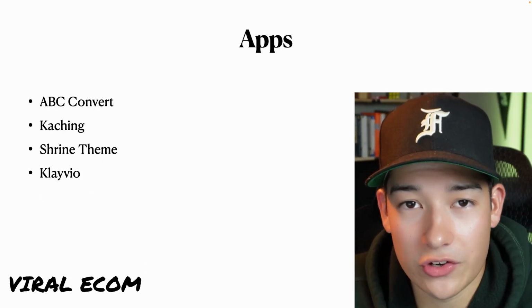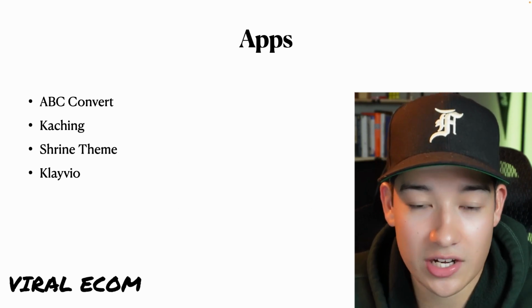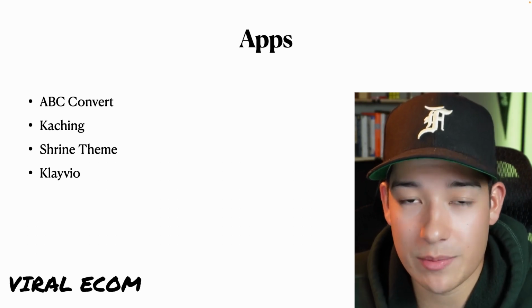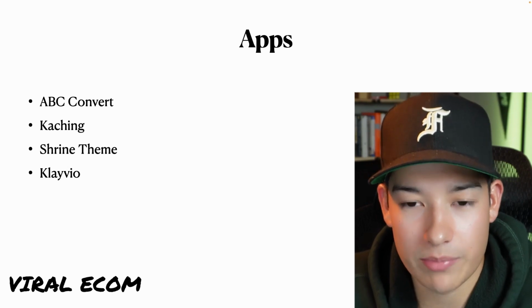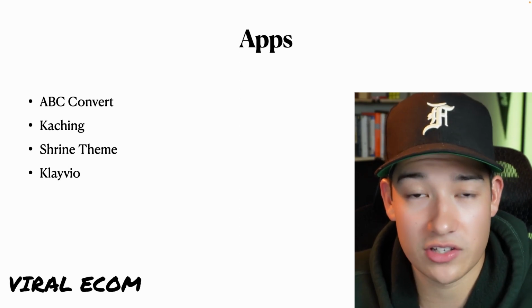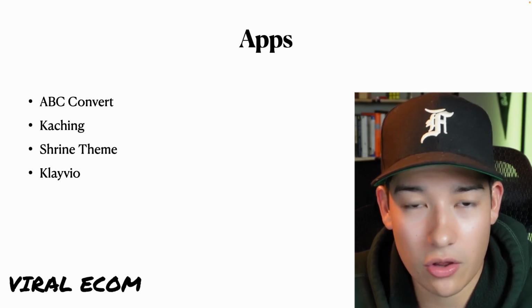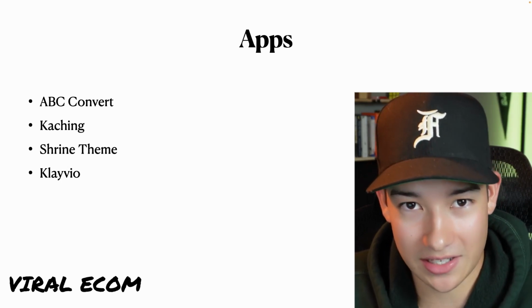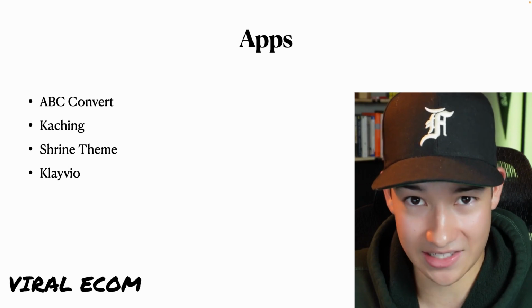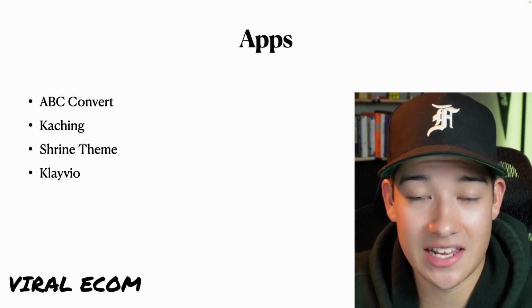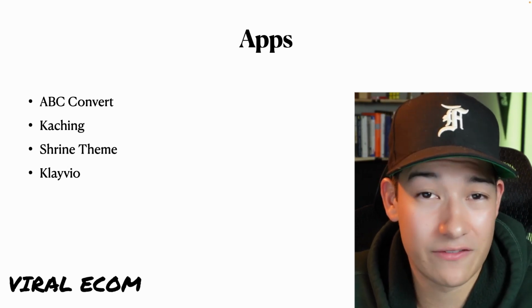So here are some very good apps that you can use for your landing page, and I highly recommend using an app like ABC Convert. There are also other competitors to ABC Convert, but this one gets the job done. What it does is it redirects your customers via the URL. So you don't need to make a split testing campaign or a split testing ad set. All you do is set up the split test in ABC Convert, and you can set it to split 50-50.